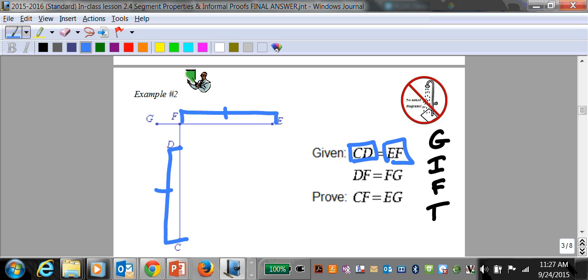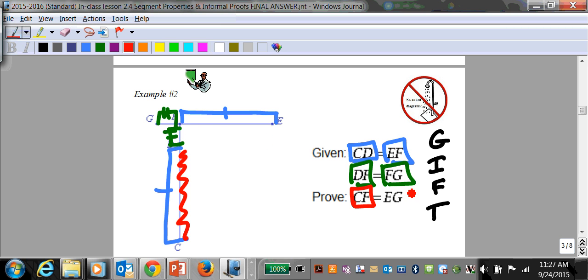Justin, you want to face this way, please, buddy? Okay. DF and FG are also equal. Notice the second set there, George, because it's the second one. So we're starting. The greens are equal, the blues are equal. We have to prove or explain why CF is the same as EG?